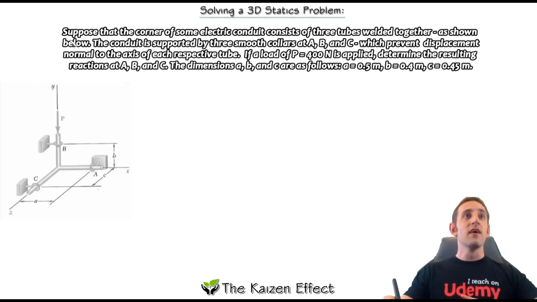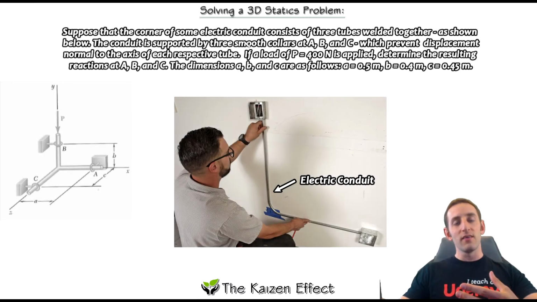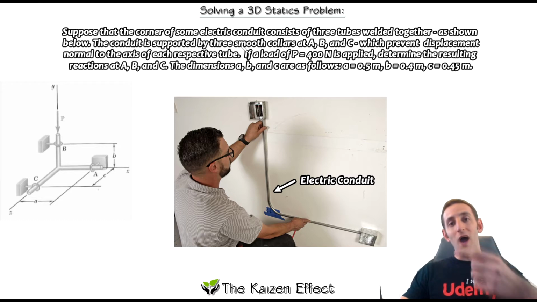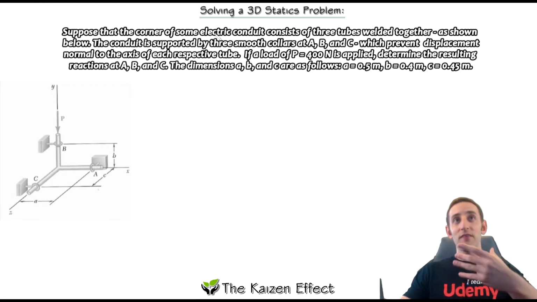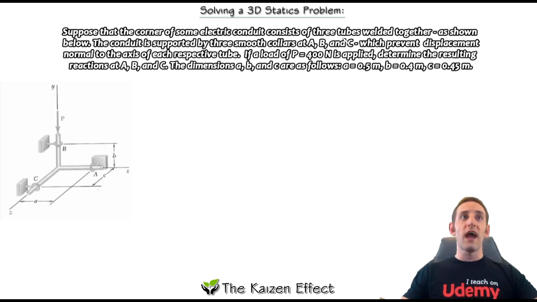It states, suppose that you have a corner of some electrical conduit. If you don't know what conduit is, that's sort of like a hollow metal tube that guards electrical wire in an industrial setting. Suppose that this electrical conduit consists of 3 tubes welded together as shown below in this nice diagram right here.